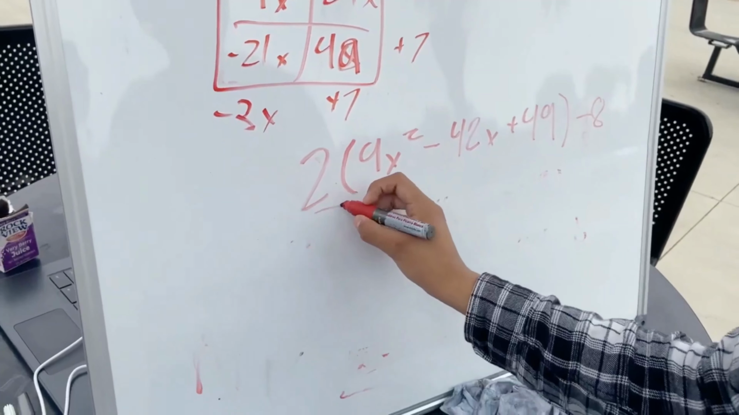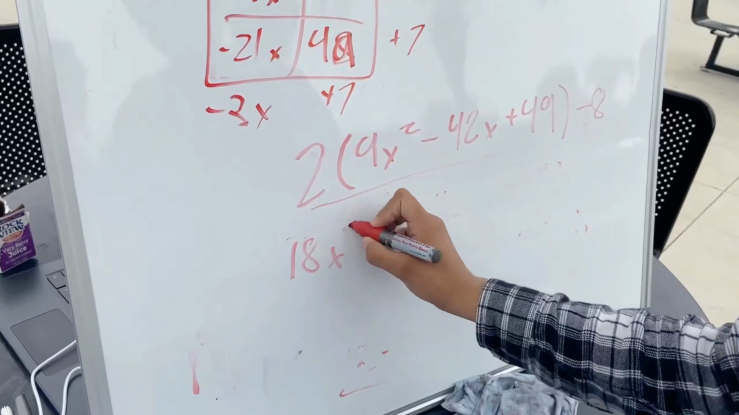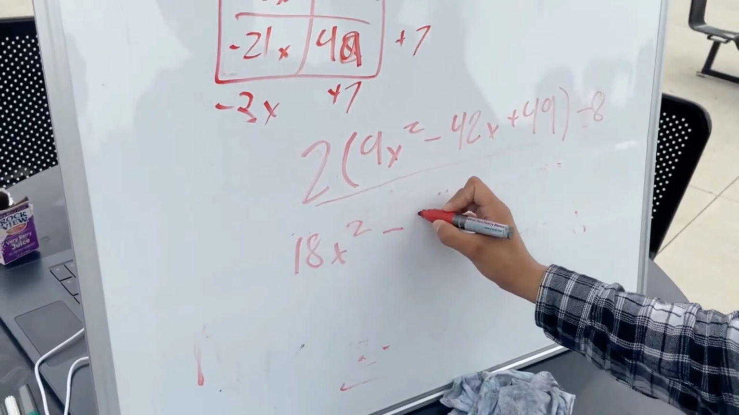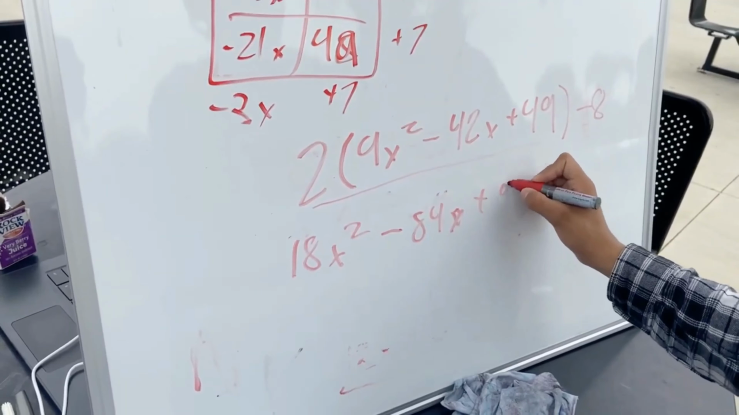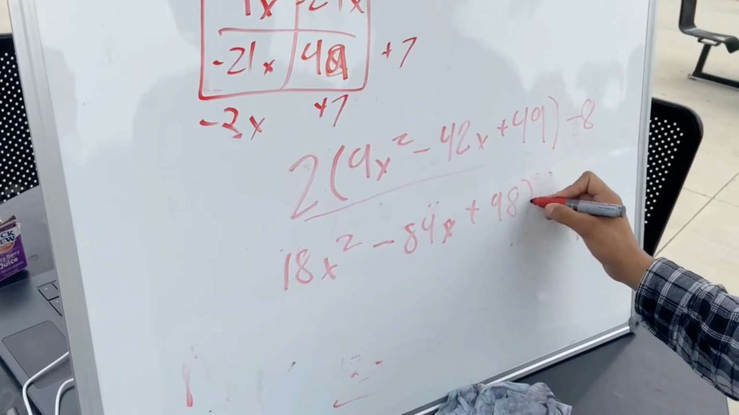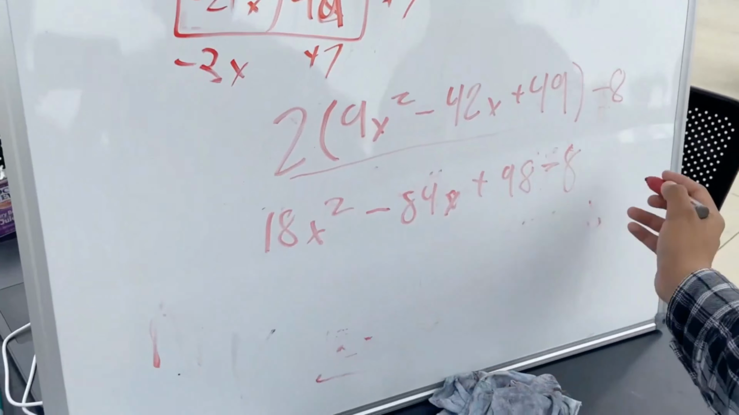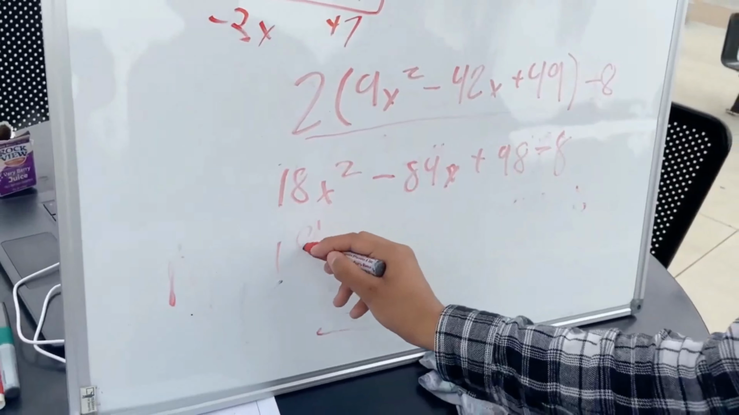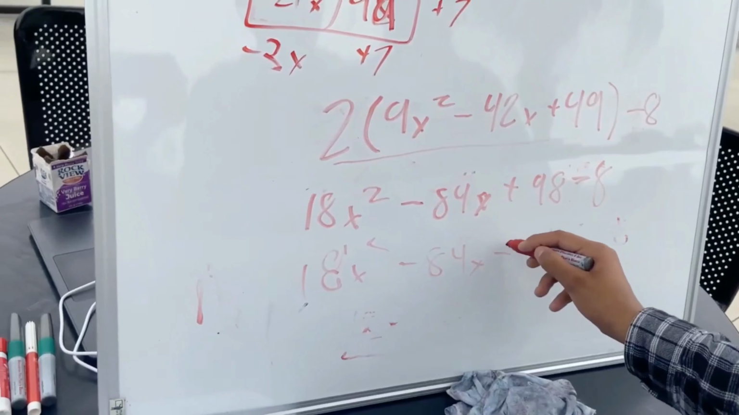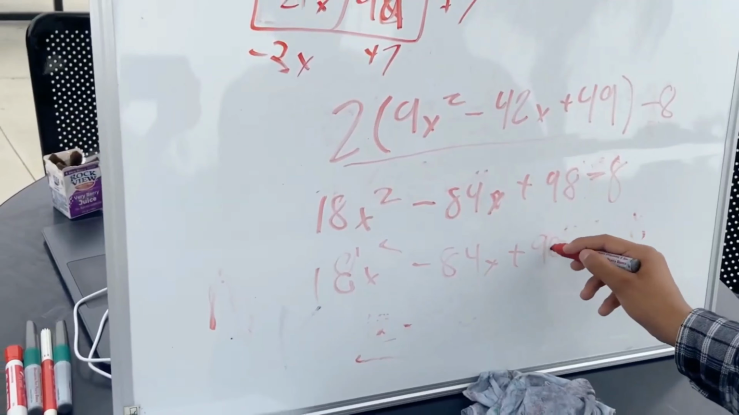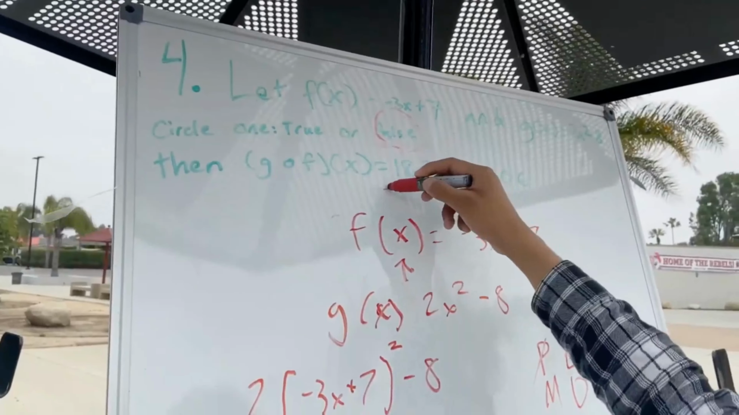Multiply all that by 2, so it would be 18x squared minus 84x plus 98, and then minus 8, because then we're just having this last part. You combine the last two terms, 18x squared minus 84x plus 90, and then that would be your answer. So that does not equal this, so it would be false.